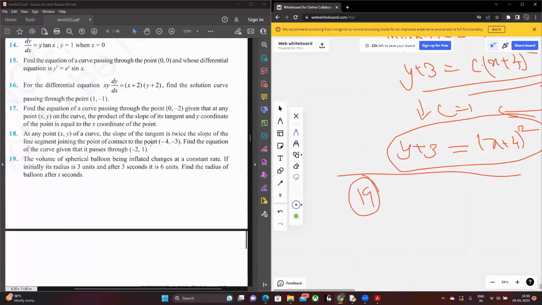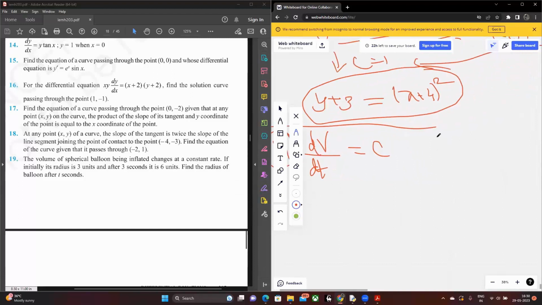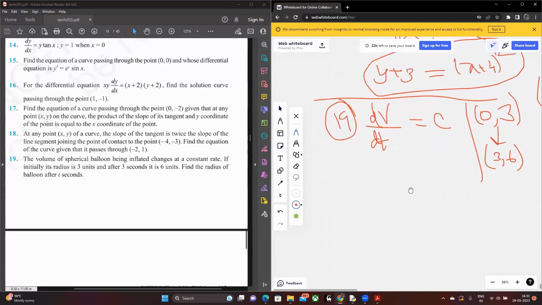Question number 19. The volume of the spherical balloon being inflated changes at a constant rate. So if V is the volume, dV by dt, because rate is always taken with respect to time. So dV by dt is a constant, right? If initially the radius is 3 units at t equals 0, and after 3 seconds the radius is 6 units. The pairs are t, r: 0, 3 and 3, 6. Okay. So find the radius of the balloon after t seconds.